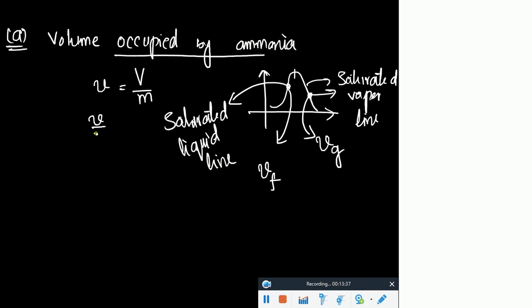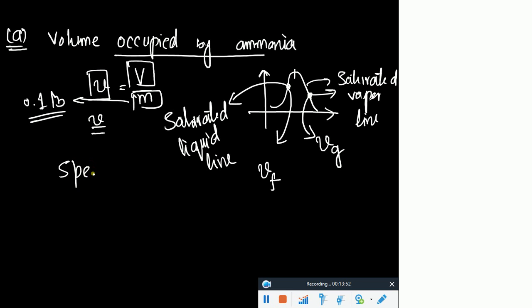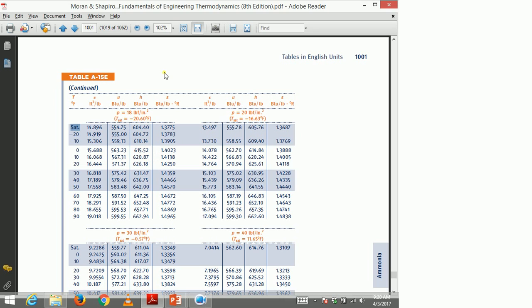Now, if we talk about this volume, I know the mass, isn't it? 0.1 pound is given to me. I know the mass. Now, if somehow I find this V, which is the specific volume, I can find out the total volume. Do you agree with me? Now, let's go back to this one and see what are the properties which are given there.